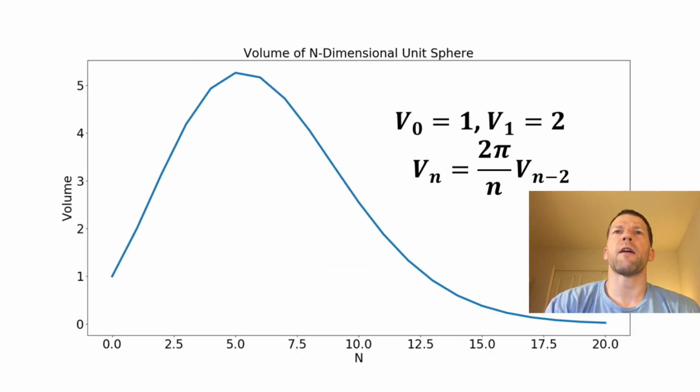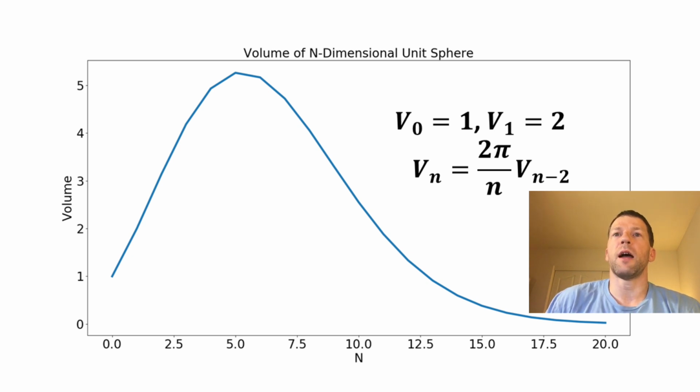So let's look at a graph of the volume of an n-dimensional unit sphere as a function of n. It has this nice, beautiful curve to it. It peaks out at 5. That's the largest volume a unit sphere has, in 5 dimensions, and then it decreases after that.